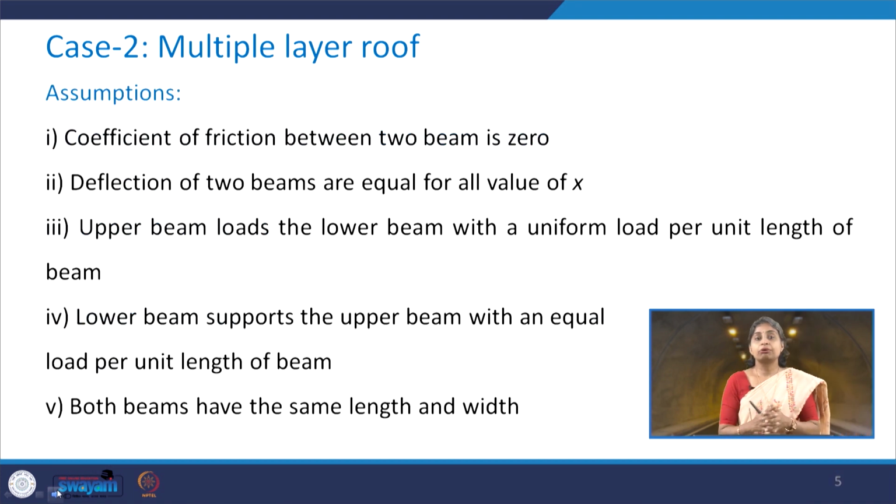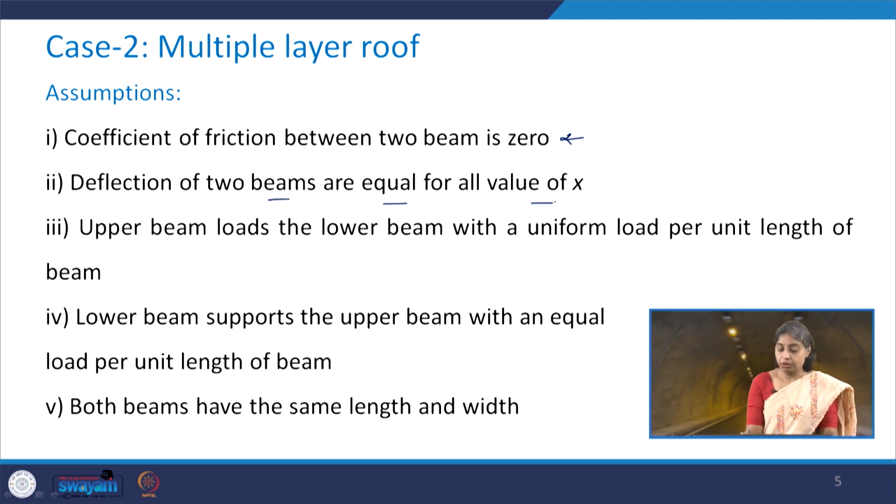Now, before I go to the analysis of these two layer beams using the theory of beams, we have to make a few assumptions, such as the coefficient of friction between the two beams has to be equal to 0. Then the deflections of both the beams are going to be equal for all the values of x.